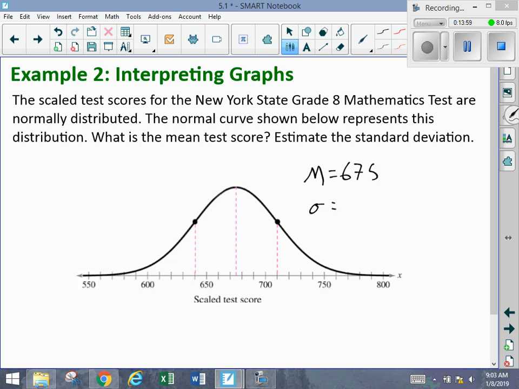So what we're looking for is that distance. So that's 710. So what we would do is we would go 710 minus 675. That's what's going to give us that distance, right? So 35.